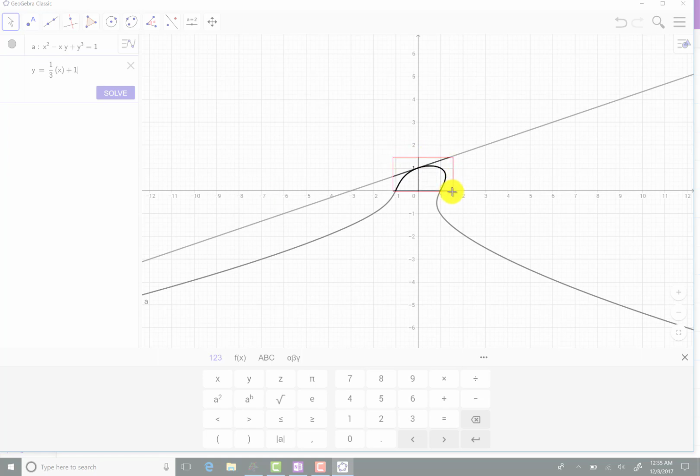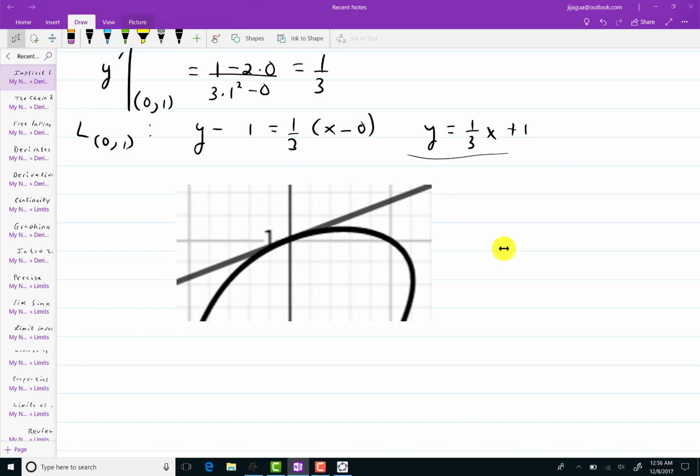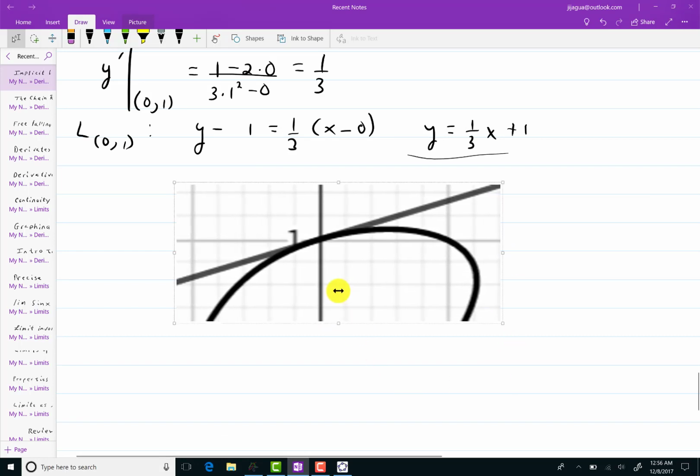I don't know how much I would blow that one up, but I want to. Here we go. Stop growing. Alright. So we have the point that this is occurring at. I'll try to make a huge thing here. It is (0, 1), and the equation of the line is y equals 1/3 x plus 1.